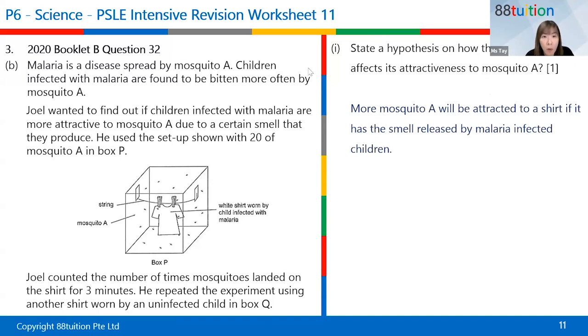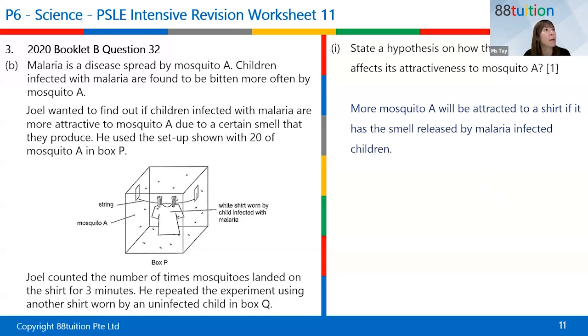Okay, so this is a possible way of writing. Let me see what you all wrote. Okay. There will be more mosquitoes on a shirt with a stronger smell. With a stronger smell, what stronger smell? So Chloe, be very careful when I see your answer there, right?